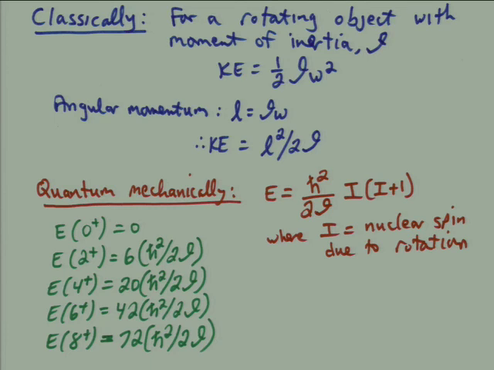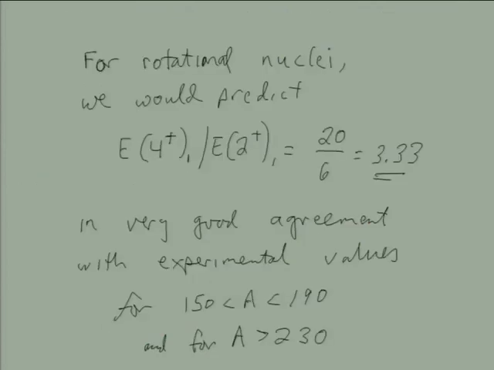Okay? So what I would predict then, if you just go back a minute, the energy of that first 4 plus state divided by the energy of the first 2 plus state would just be 20 over 6. Okay? And lo and behold, that's 3.33, and that's what I observe for the nuclei between mass 150, 190, and then around 220. So that's very, very good agreement, just from this qualitative kind of picture.